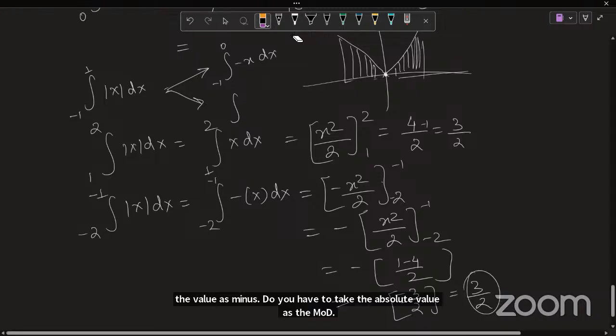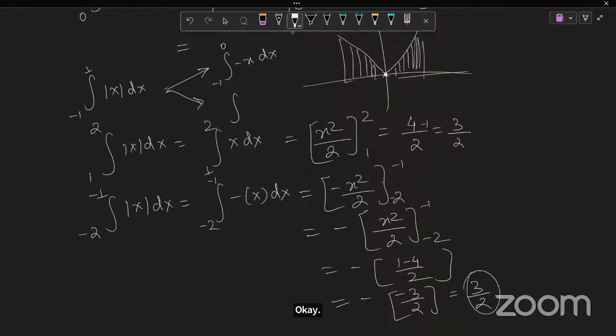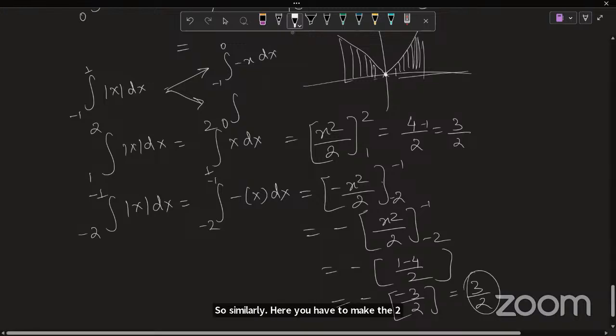Yes, sir. Got it. So similarly here you have to make two cases. From minus 1 to 0 we have done, from 0 to 1 it will be x dx. So see, check the area. For 0 to 1 it will be x, so half, and half means the area will be 1. The summation of this part and this part.